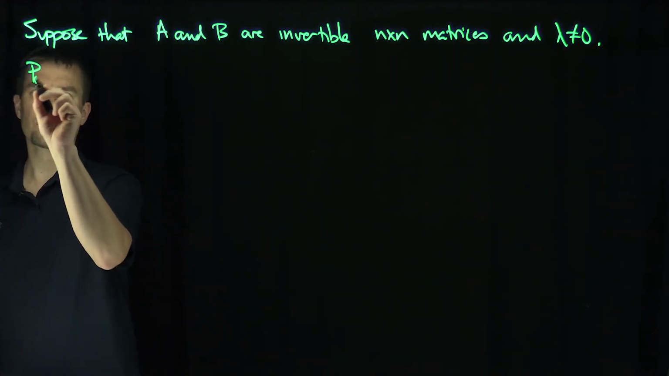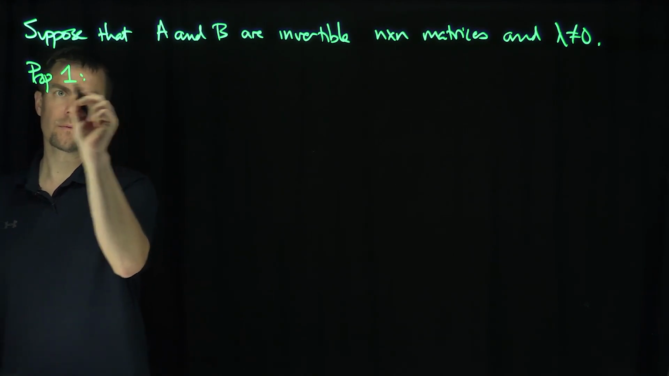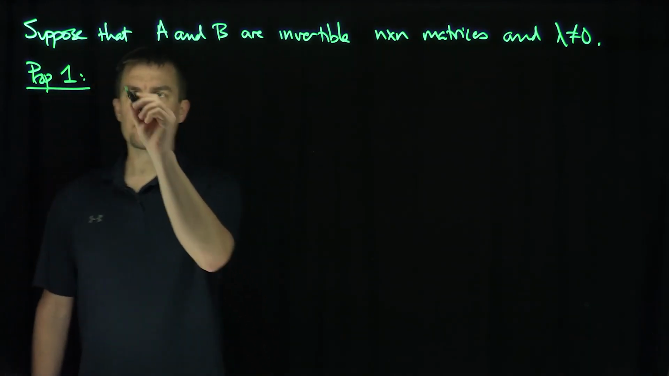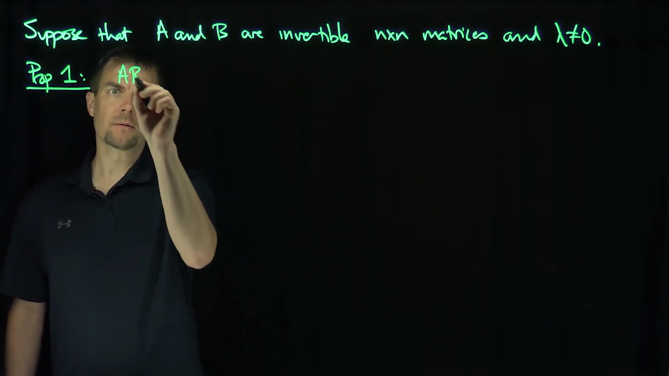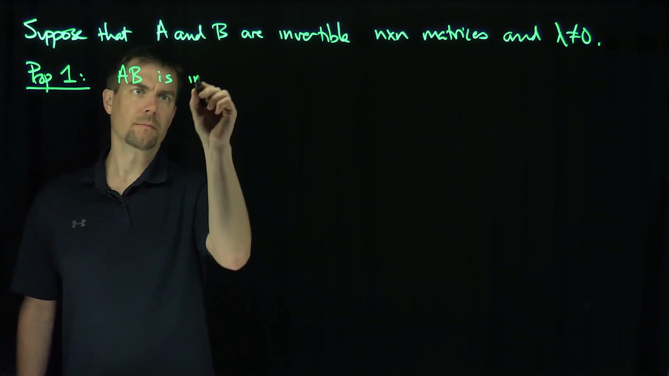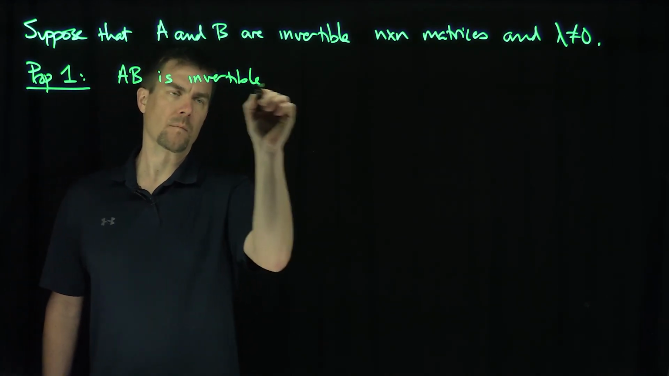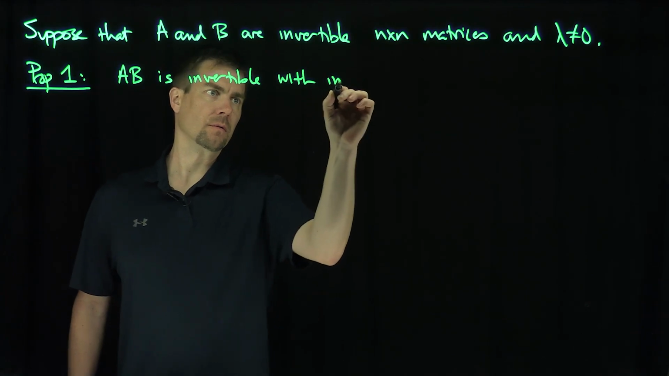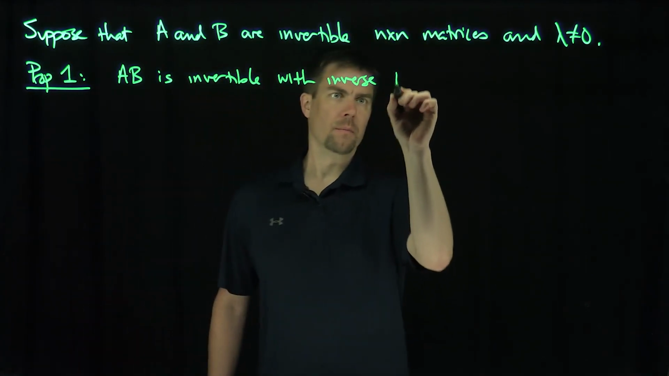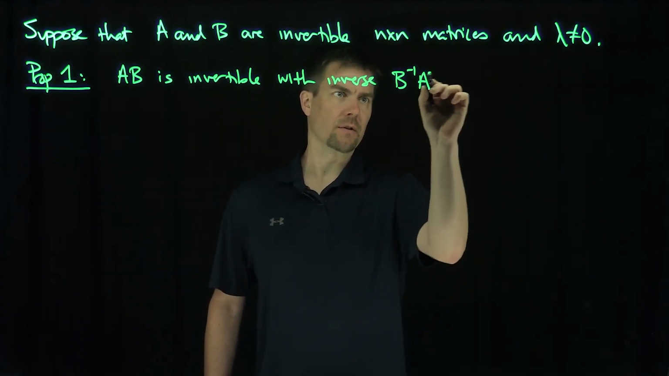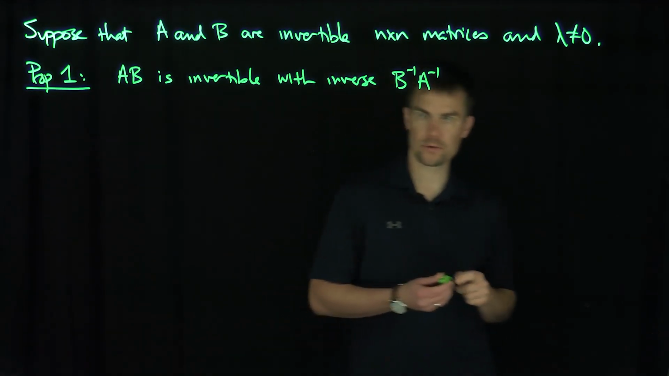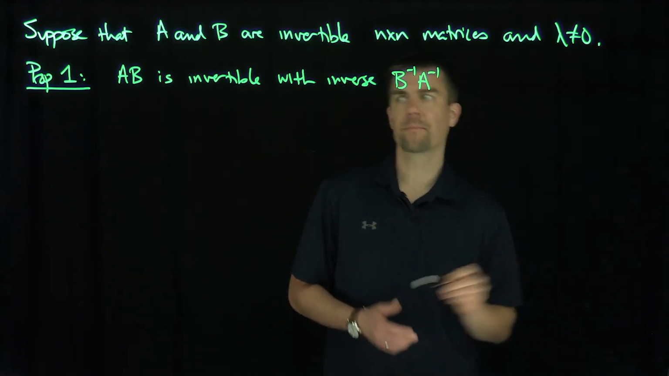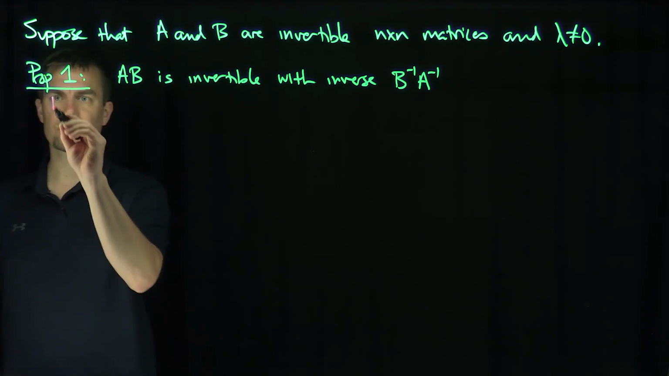Property number 1 is that A times B is invertible with inverse B inverse A inverse. So you flip the order, okay? So let's check that. The proof is simple, all right? The proof of this proposition is relatively straightforward.